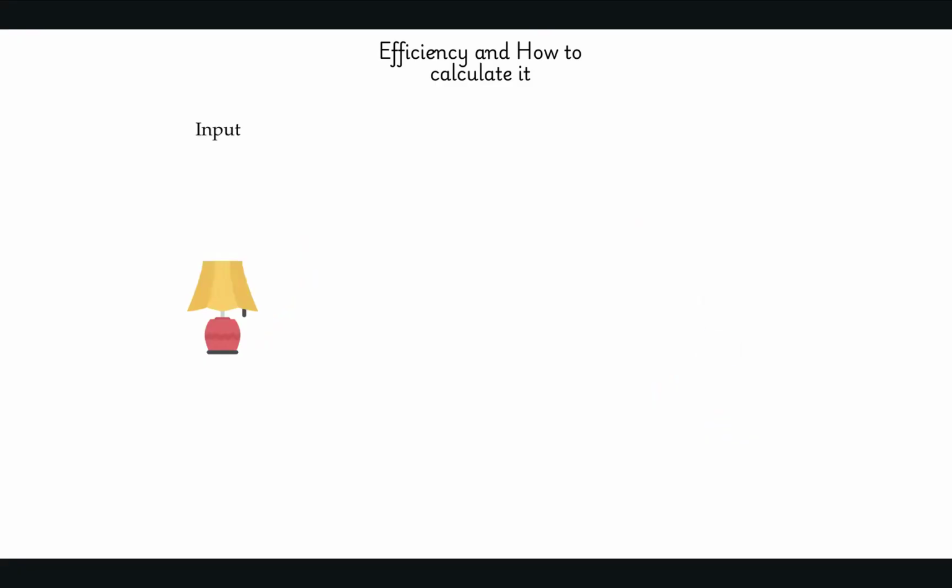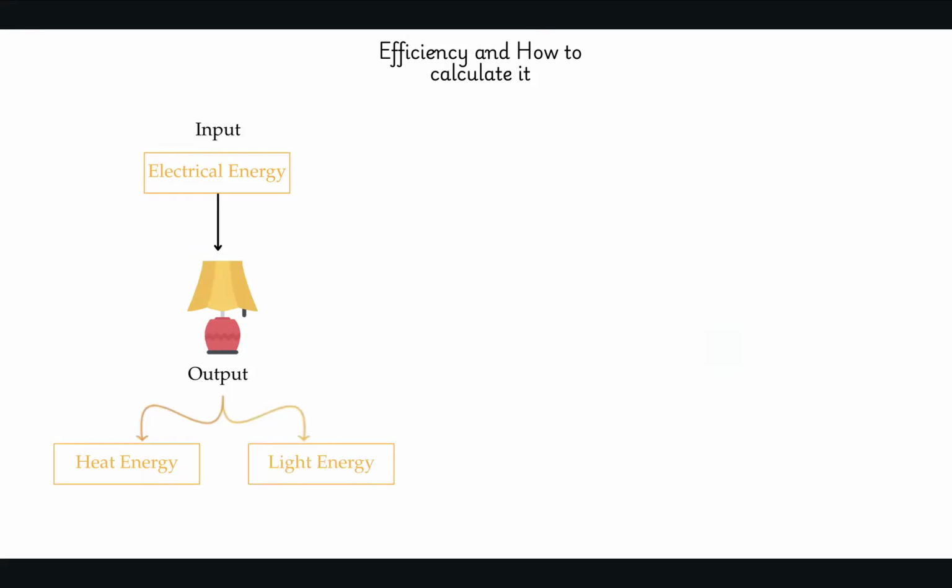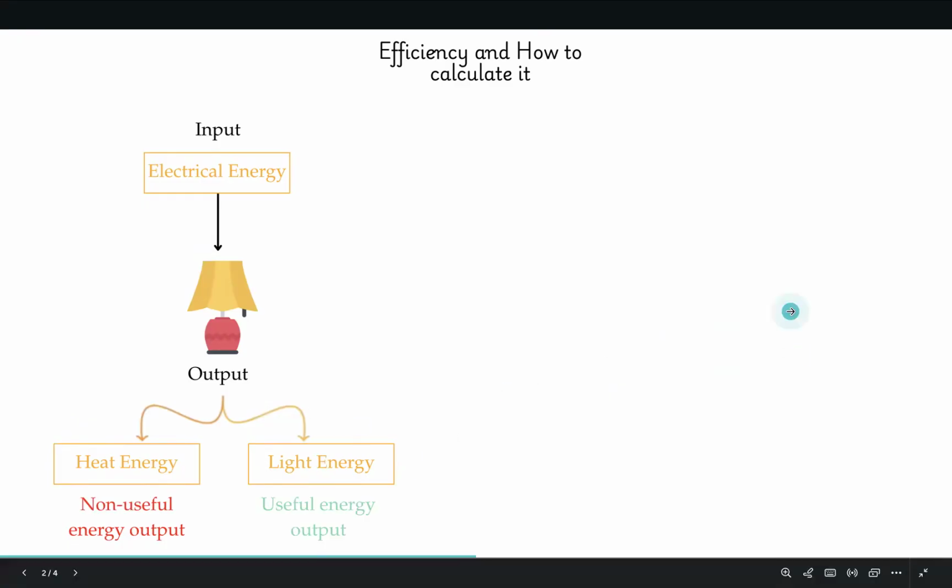Okay, so let's consider a lamp. Its input energy is going to be electrical, while its output energy will have some light and heat. So these will be some of the wasted. So heat, for example, would be a wasted energy, whereas light is a useful energy. Non-useful energy outputs are heat. Useful ones are, for example, light.